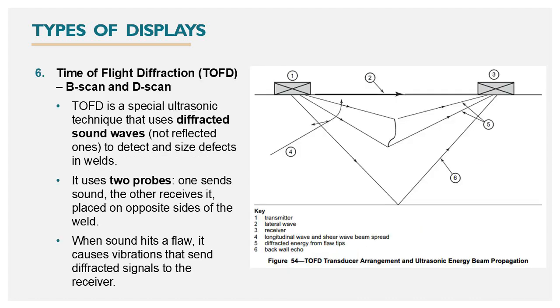Type number 6 of ultrasonic testing is time of flight diffraction, or TOFD. This technique combines two techniques, B-scan and D-scan. TOFD is a special ultrasonic technique that uses diffracted sound waves, not reflected ones, to detect and size defects in welds. It uses two probes, one sends sound, the other receives it, placed on opposite sides of the weld. When sound hits a flaw, it causes vibrations that send diffracted signals to the receiver.